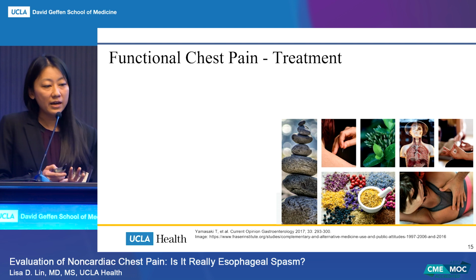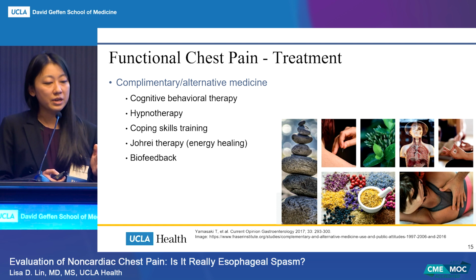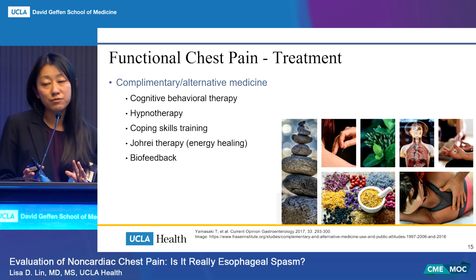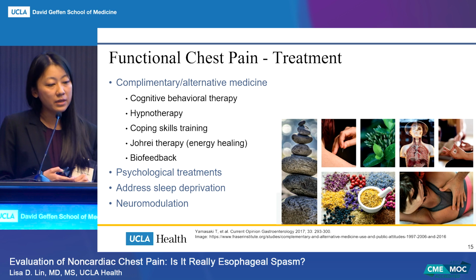There's a variety of treatment options available for functional chest pain. Just starting off with the most natural therapy, you have your complementary and alternative medicine options. All of these things have been studied in functional chest pain. This includes cognitive behavioral therapy, hypnotherapy, coping skills training, even energy healing and biofeedback. And all of these things have been shown to be beneficial in functional chest pain. Other treatments include psychological treatments, addressing sleep deprivation, and of course, neuromodulator therapy.